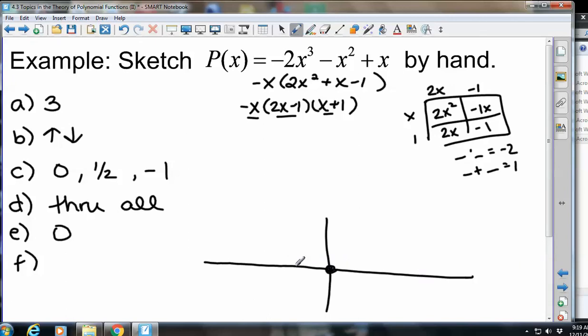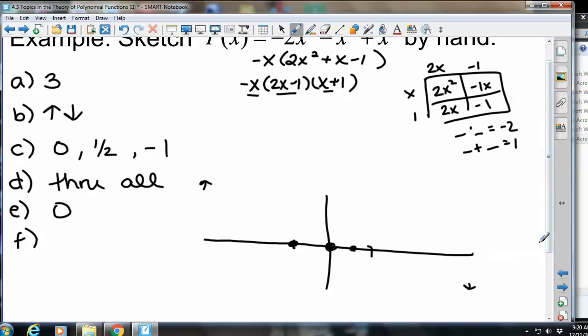So now we can graph. Y-intercept is 0. X-intercepts are at -1, 0, and 1/2. Said my graph should start up top and end down at the bottom. The only places I can touch my axes are the dots that I marked. We said we're going to go through all of them, so we're going to come down, go through this, hit my 0, go through, hit this one, go through, and we got it.